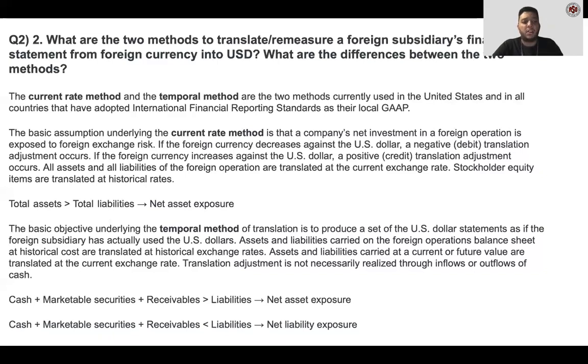Cash plus marketable securities plus receivables greater than liabilities leads to net asset exposure. Cash plus marketable securities plus receivables less than liabilities leads to net liability exposure.